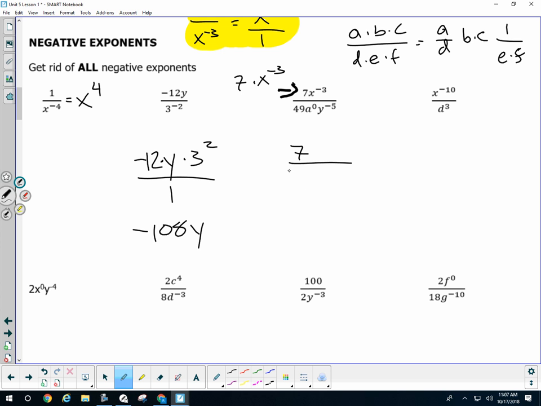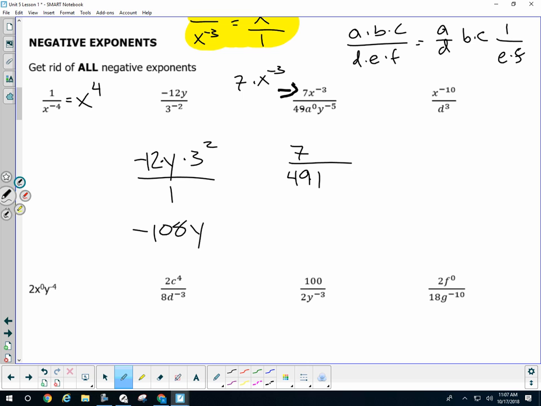The 49 stays. 49 a to the 0 does not turn into 1. It's 49 times a to the 0. There's a dot in between there even though you don't see it. The a to the 0 becomes 1.